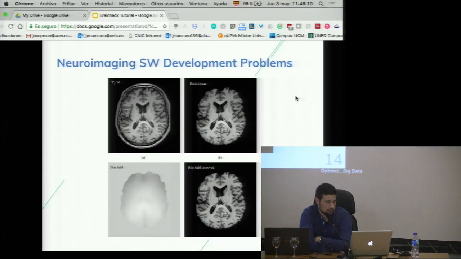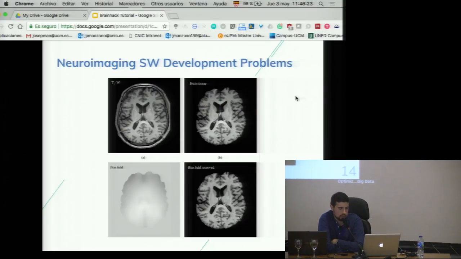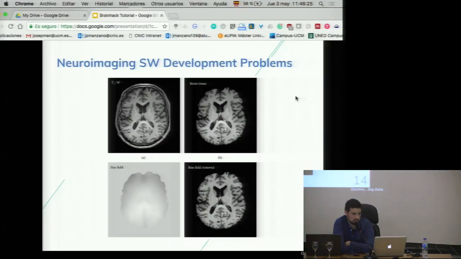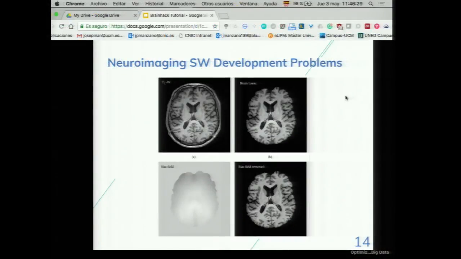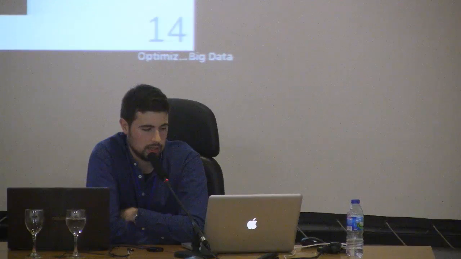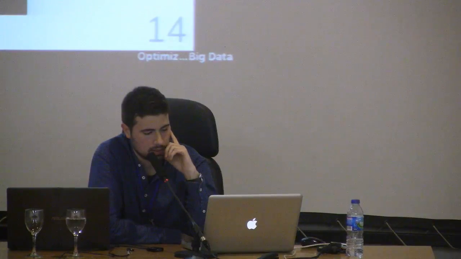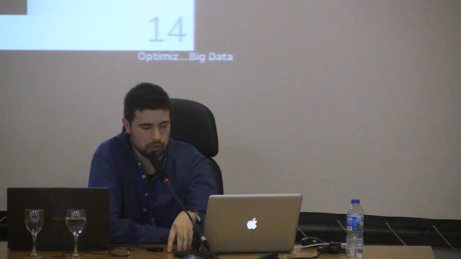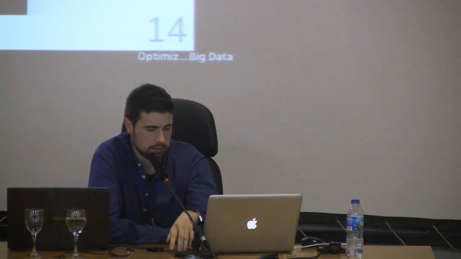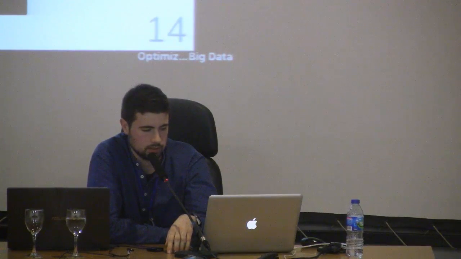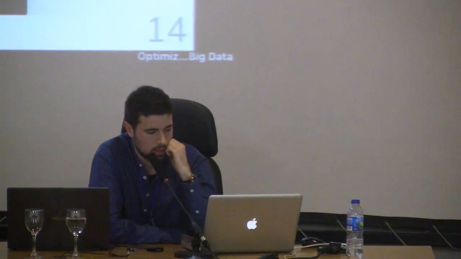Here you can see a typical problem with MRI data. This is a T1 structural image from an MRI scanner. You can see that the original image, in the top left corner, has some kind of gradient, which is produced by a low frequency signal emanating from the machine itself. So the machine itself contaminates what it's getting.